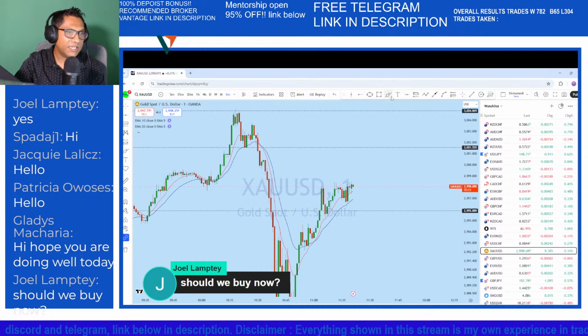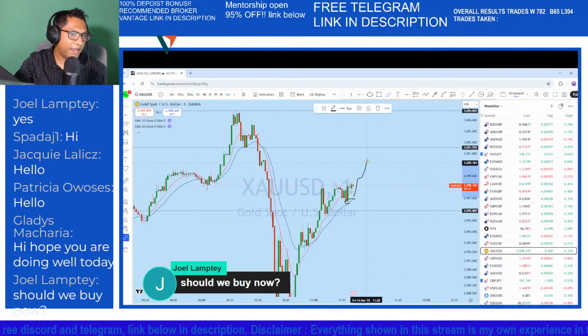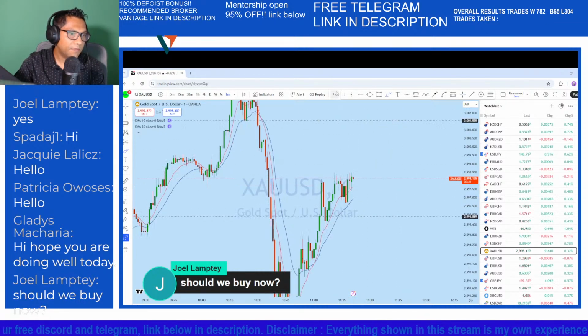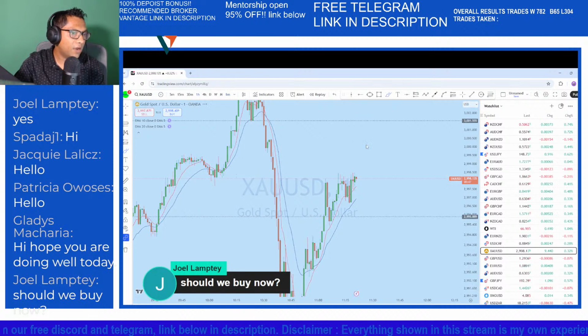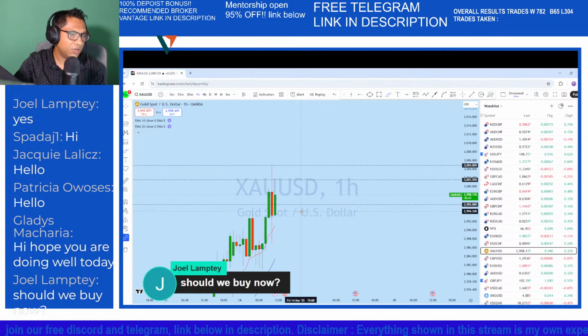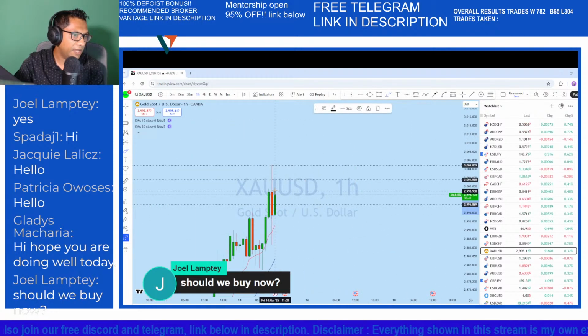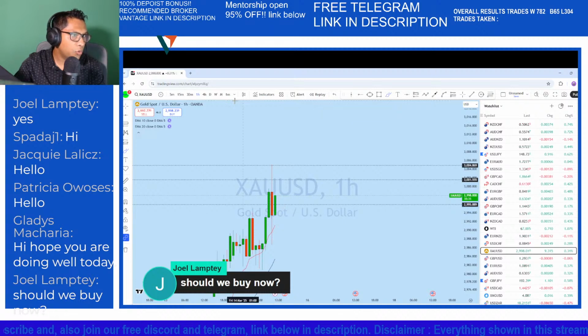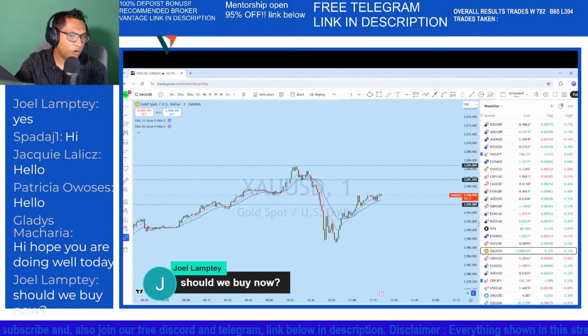At the moment, you can see it's forming a structure. We might see that bullish pattern. But if you look at the 1 hour, the reason I'm not placing yet, you can see already it has made a move. So once it creates that move, it will come for a pullback. Once it comes for a pullback, that's where we will be looking for entry.